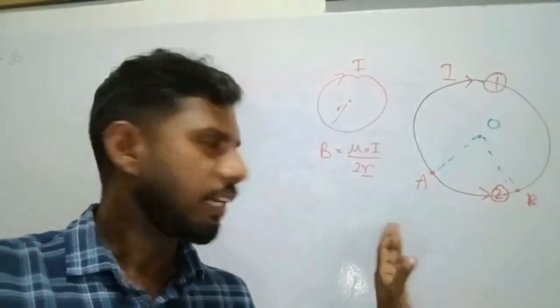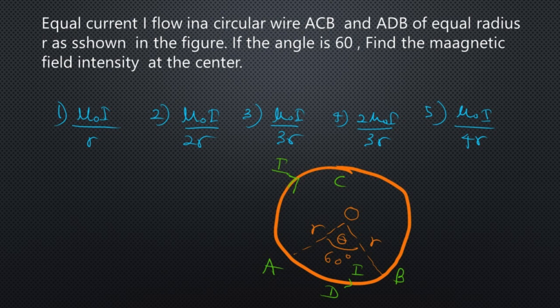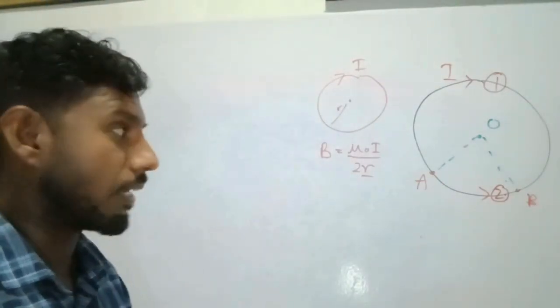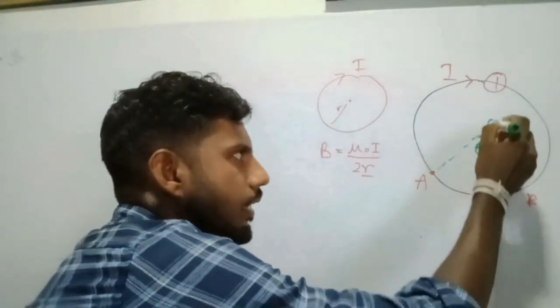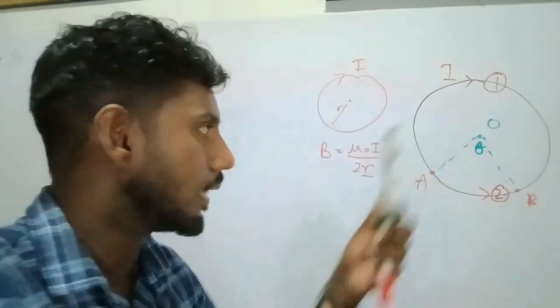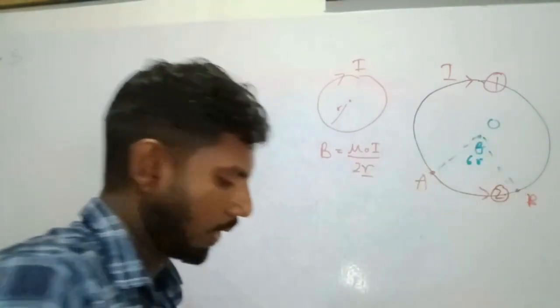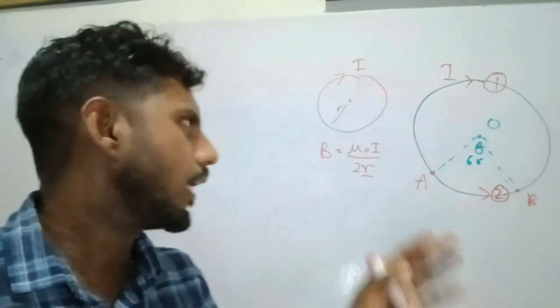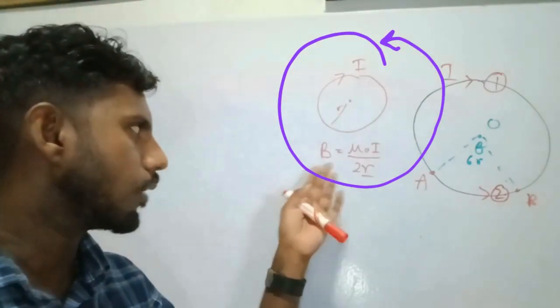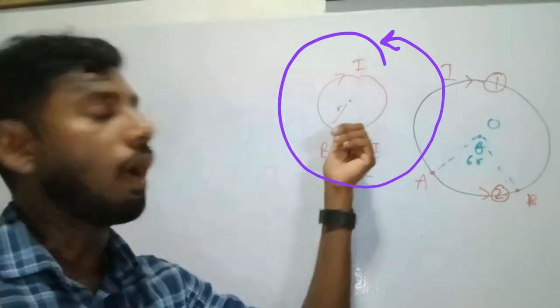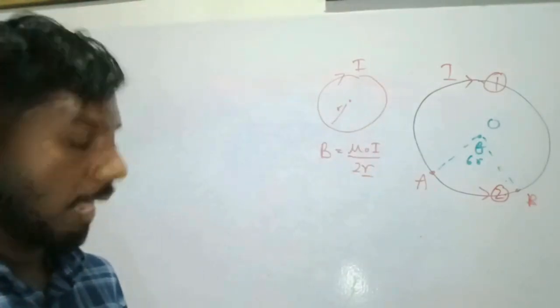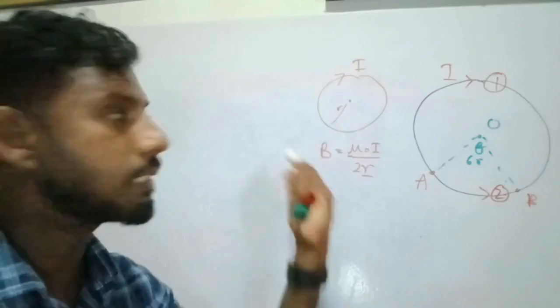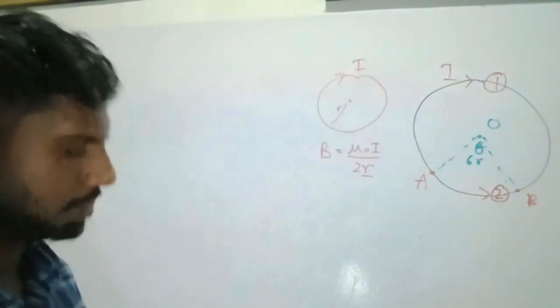So let's get into this question. Read the question. In this question, they are asking us to find the magnetic field intensity at the center O, and the theta value is given as 60. So basically we need one equation: B equals mu naught I over 2R, where R is the radius. This equation is for a complete circle, remember that.